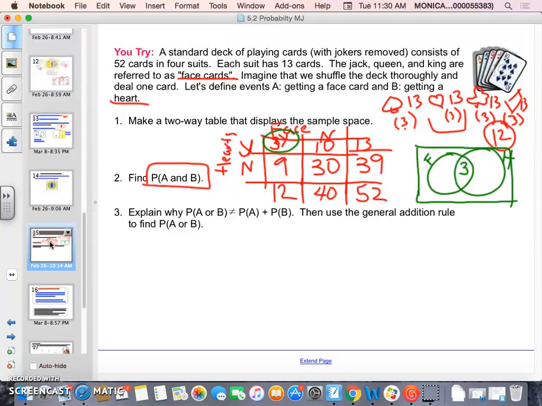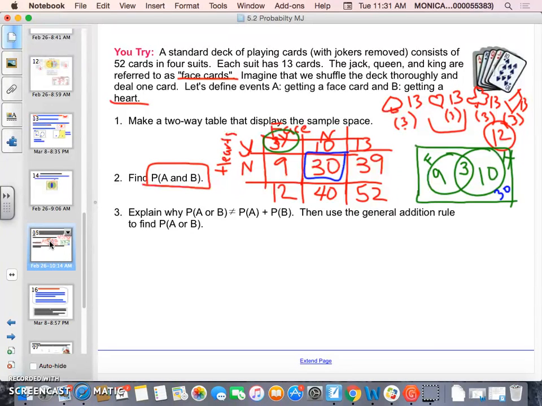So the number of cards that are face cards that are not hearts is 9. And the number of cards that are hearts but not face cards is 10. And so you should see that there. And then what you can actually do is what's not included in our events are these 30 cards right here. And so you can go ahead and write them outside the Venn diagram because that's where they are.